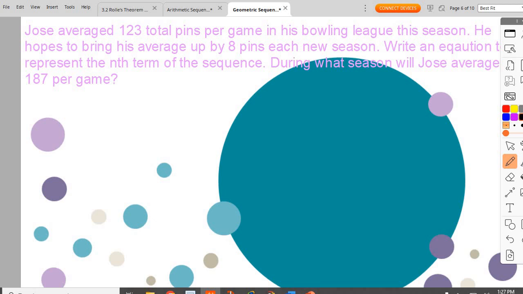So what do we need to do first? Write an equation. But it's helpful for us to pick which equation we're writing. Remember, we have 3 types: arithmetic, geometric, and recursive. So what does it tell us is happening each time? He's adding 8. So if I'm adding 8, which one of my 3 is that going to be? Arithmetic.